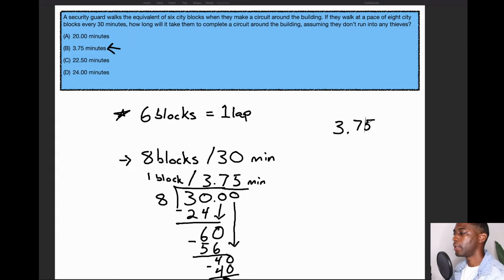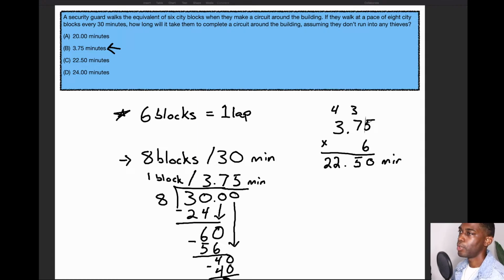3.75. All right. And then we are going to multiply that by 6. Boom. Let's see what we get. 6 times 5 is 30. Put our 0 down there, our 3 up top here. 6 times 7 is 42. 43, 44, 45. Boom. Put our 5 down there and put our 4 up here. 6 times 3 is 18. Plus 4 is 22. And we'll drop our decimal down. 22.50. Okay. 22.50 minutes.